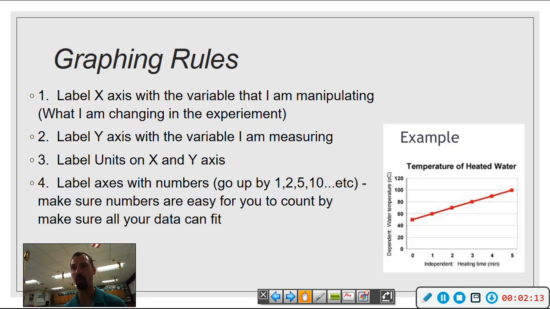So go up by 1s, 2s, 5s, 10s, hundreds, depending on data. You have to make sure your data all fits on your graph. Make sure it's an easy one to go by, because you have to know what the values are in between the numbers you're labeling to get accurate plotting of your graph. So just make sure you do that properly and follow that rule.